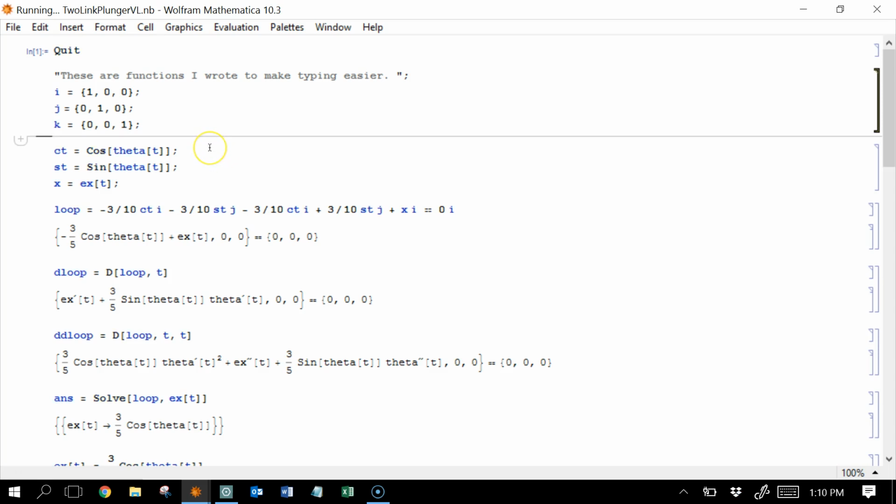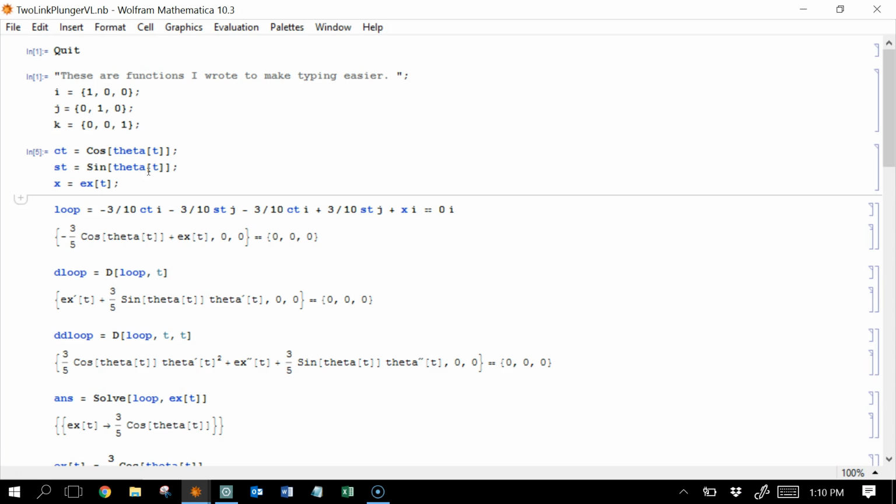And then I like to begin vector loop problems by defining a simple way of typing in the values that change. Notice that in Mathematica you tell it that something changes by saying that you do a square bracket t, meaning that theta is a function of time. So I'm defining cosine and sine as cosine and sine of this variable. And then I've got this x defined as ex, and I note to Mathematica that it is also a function of time, so I'll execute that one.